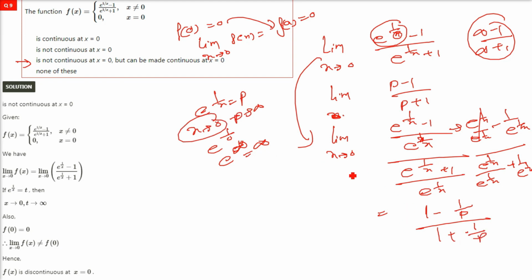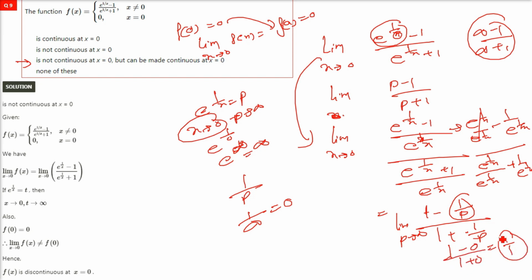So I just told you that it is going to be infinity. When you apply the limit, this p tends to infinity, what will it be? 1 by infinity is 0. When you divide anything by infinity, it will be 0. If you divide any number by a very huge number, it will be 0. So (1 minus 0) by (1 plus 0). So you get 1 by 1, that is 1.